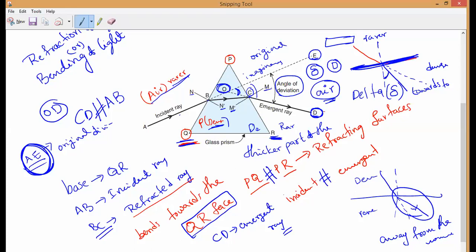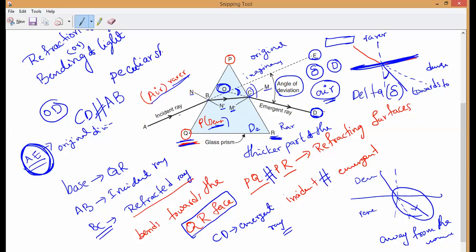Is it okay? It is coming towards the downward direction, correct or not? The downward side is the thicker part of the prism. What is the thicker part? QR. That you should remember. Now observe very carefully. One more point I should say. This triangular shape we can also call a peculiar shape.